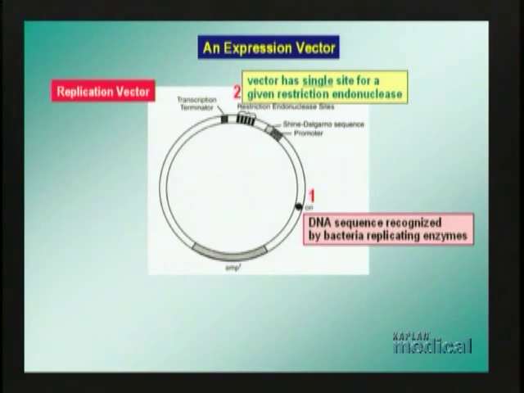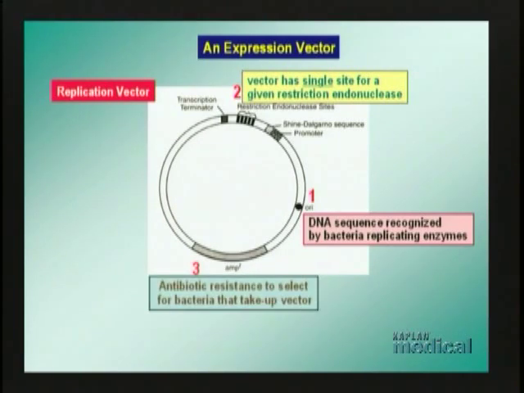The third criteria that must be met in order for a vector to be classified as a replication vector is that there has to be, in this vector, a gene that encodes for antibiotic resistance. Now, you know from microbiology, a lot of plasmids have genes which will inactivate a particular antibiotic. That's why a lot of bacteria become resistant to penicillin or ampicillin as time goes on, because they can pick up a particular plasmid, and that plasmid might have a gene which inactivates penicillin or ampicillin or some other antibiotic.